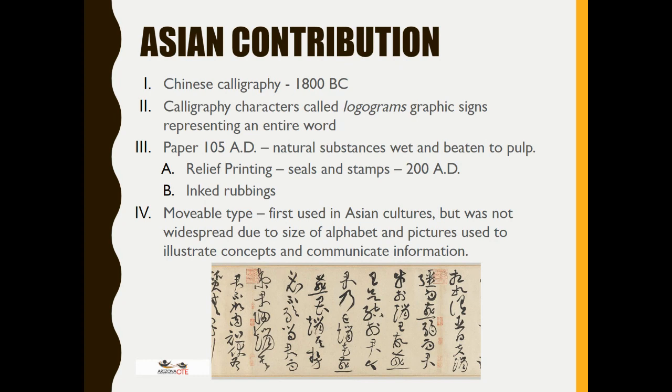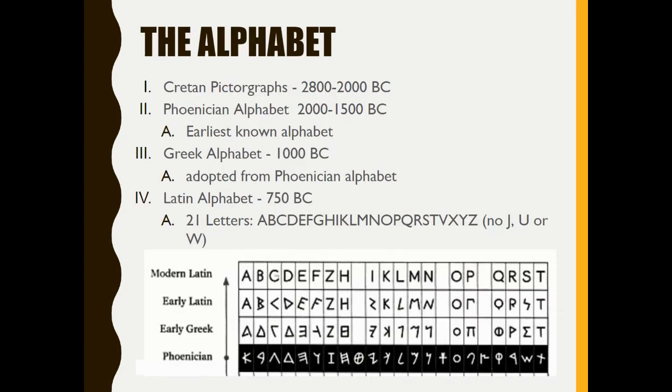And then they had relief printing to make stamps and then ink rubbings as well. And then movable type was first used actually by Asian cultures, but it wasn't very widespread. Because of the way their style was, movable print wasn't really usable just yet. So their handwriting version of it, the handwriting calligraphy, is actually more beneficial for their writing style.